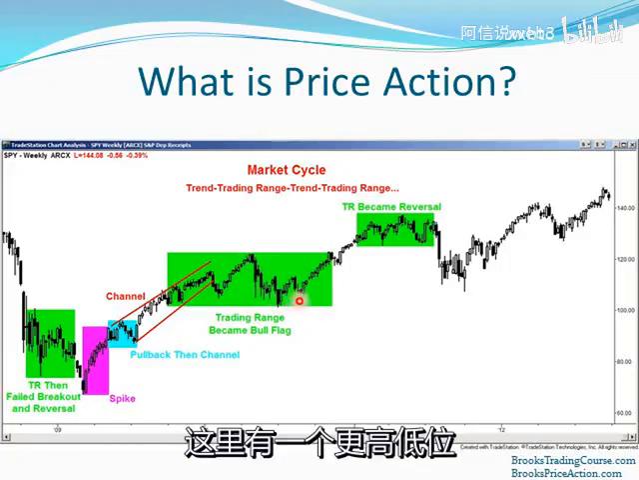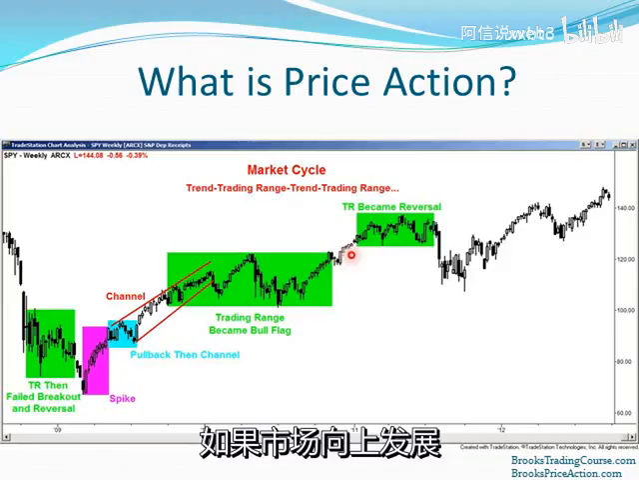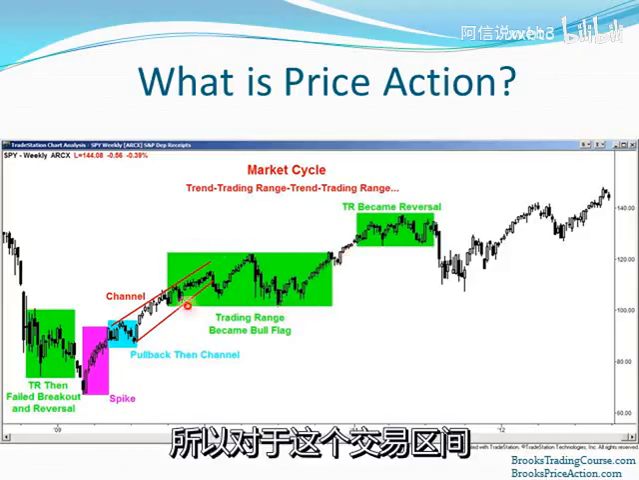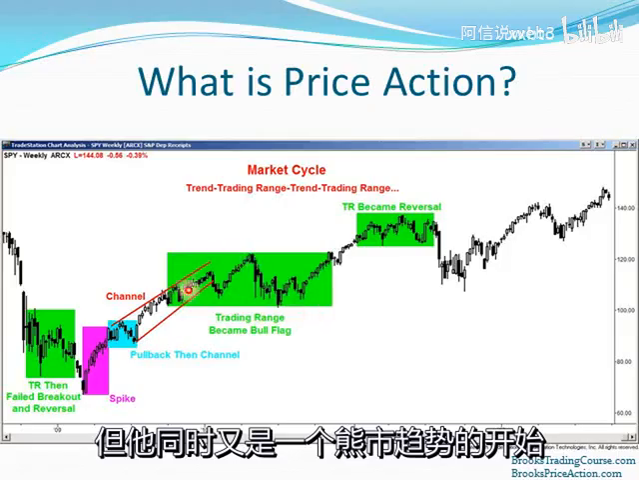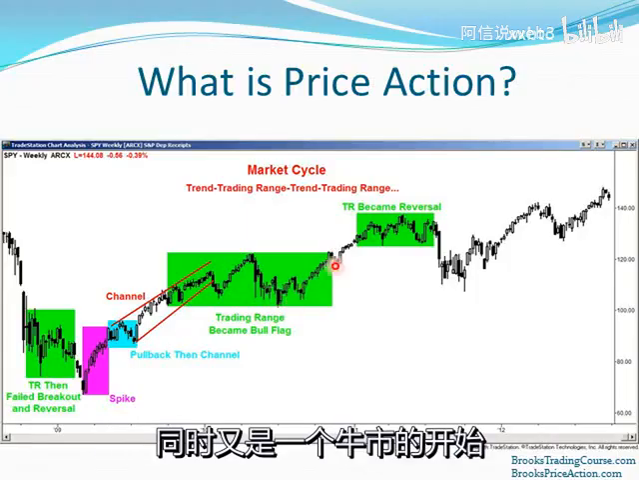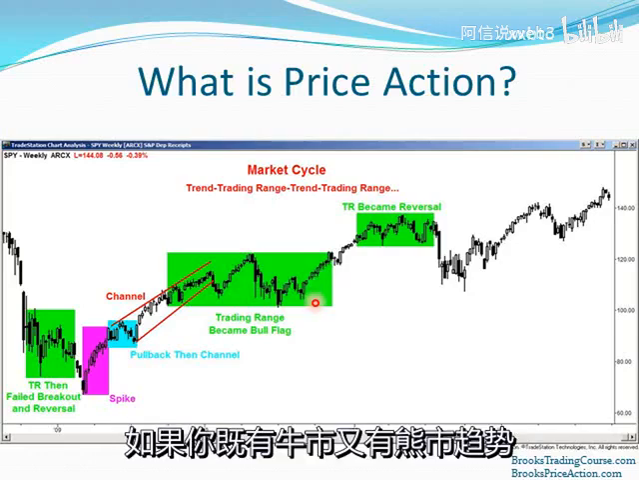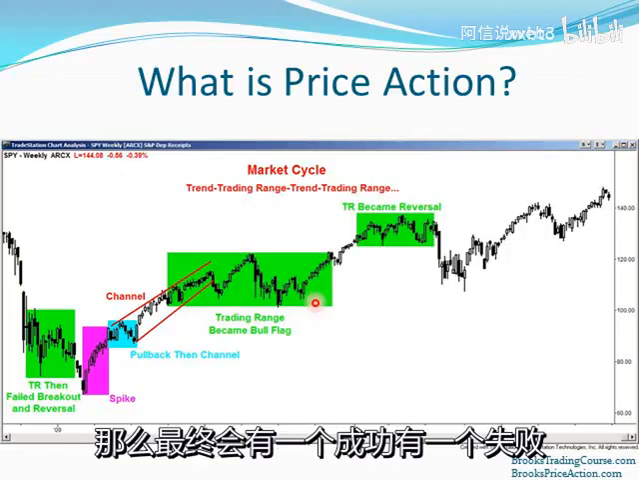Here we have a higher low. If the market goes up, you'll look back and say the bull trend began over here. So within this trading range, the market is in a trading range. It's also in the beginning of a bear trend, and it's also in the beginning of a bull trend, and that's very common. Trading ranges usually have trends within them, and if you have both a bull and a bear trend, one will end and the other will succeed.